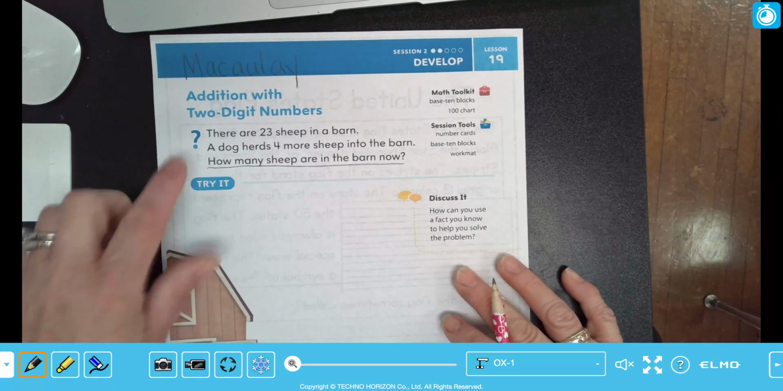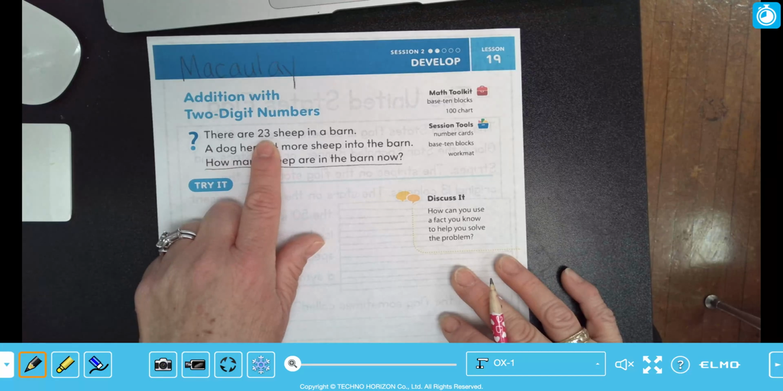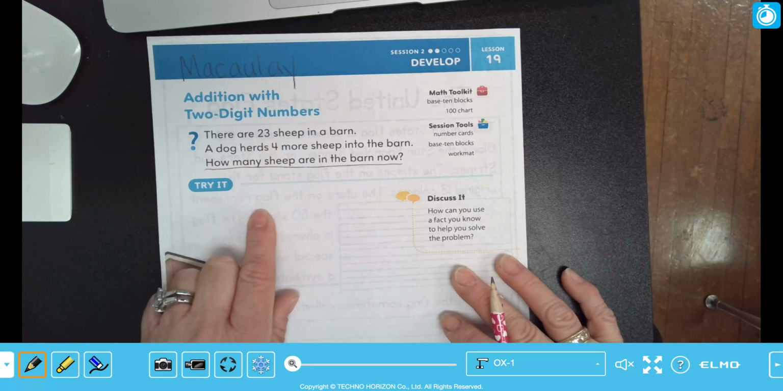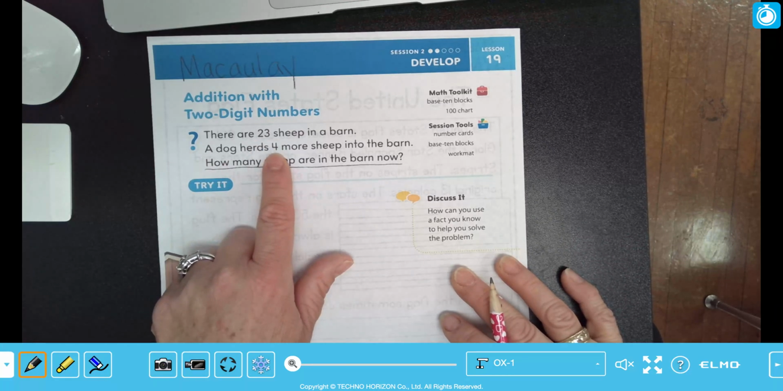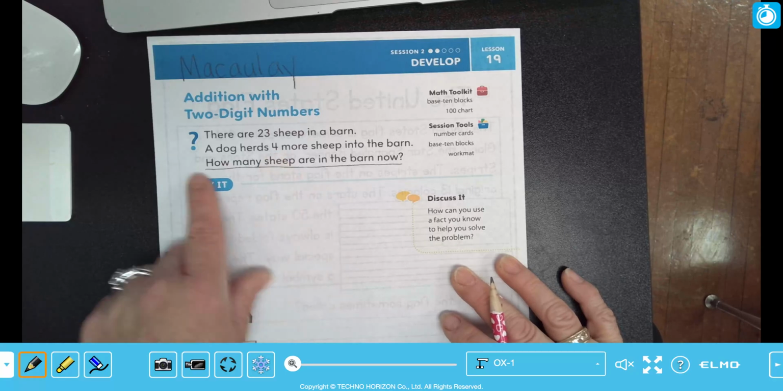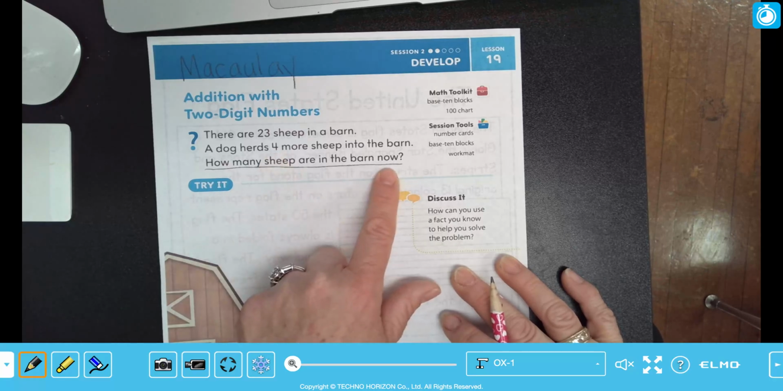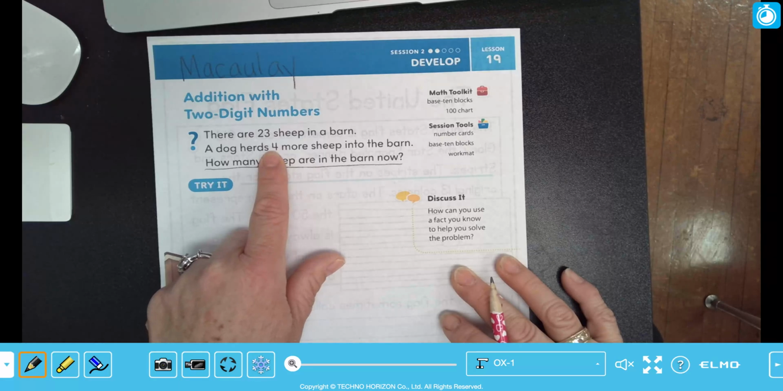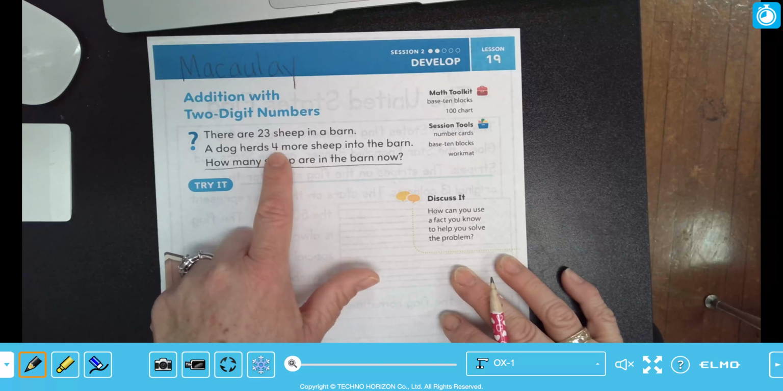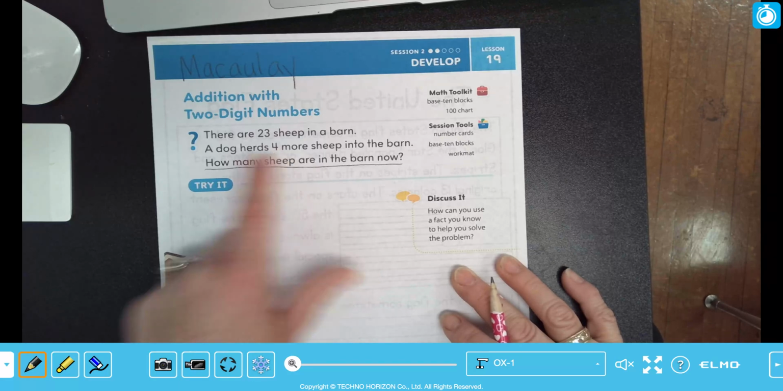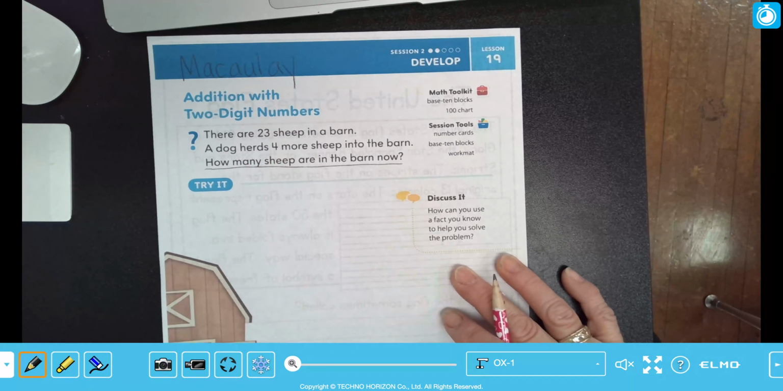So we do know how many are in the barn, that there's 23. We do know how many go into the barn, 4 more. What we don't know is how many are in the barn now that those 4 came in. We don't know how many there are altogether. That's what we're trying to find out.